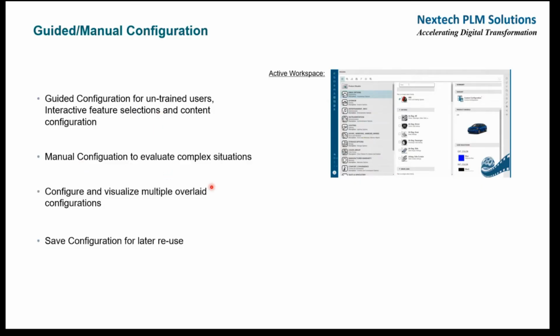In case the user wants to configure manually, he can manually select the features, and then the rules, I mean the constraints, will come into the picture, and based on the rules defined, valid configurations would be performed. And if there are any errors, those would also be displayed while performing configurations.